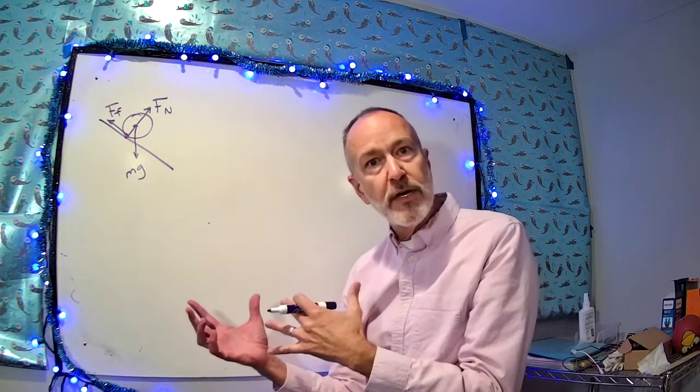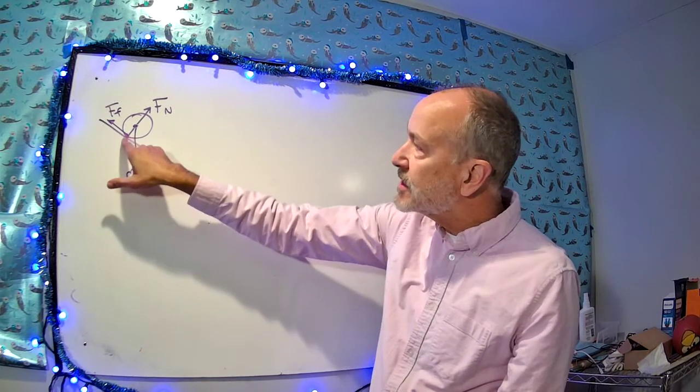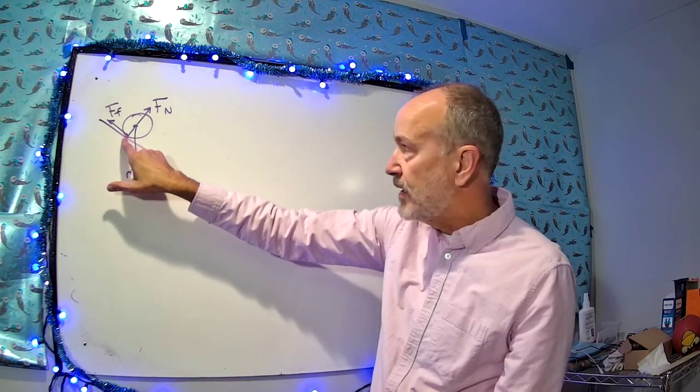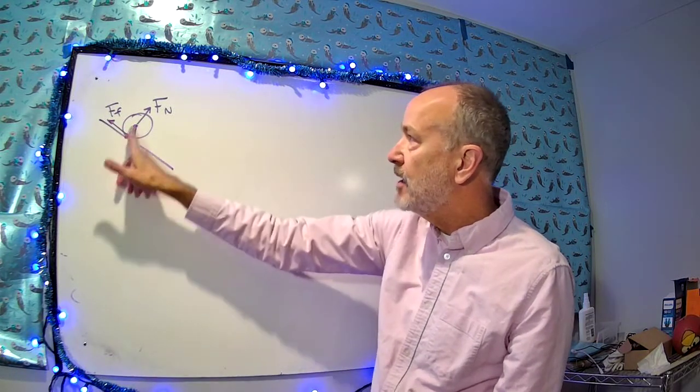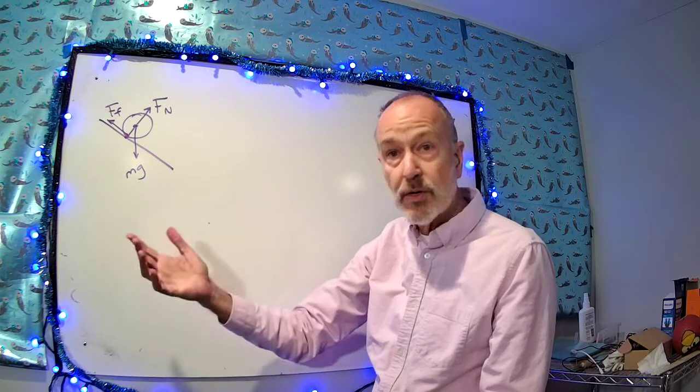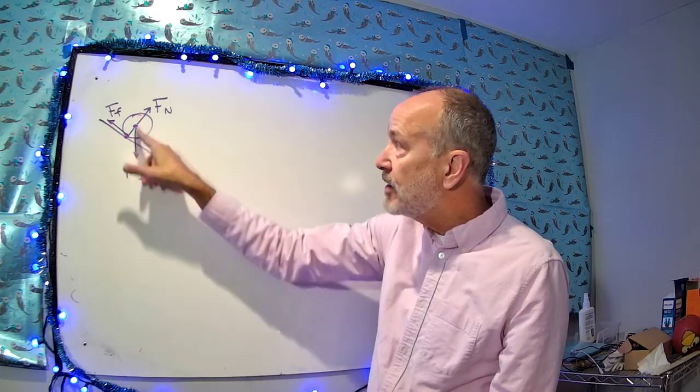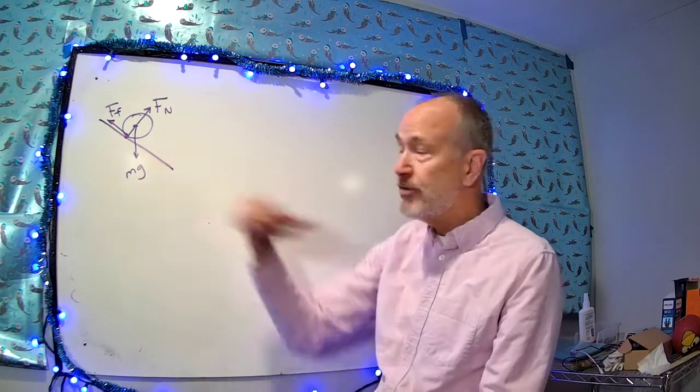But there's actually another way of looking at it. You can look at the contact point as the point of rotation. At the contact point, the force of friction goes through that, so no torque from that. Normal force goes through that, no torque from that. But mg does not go through, so there's a torque.